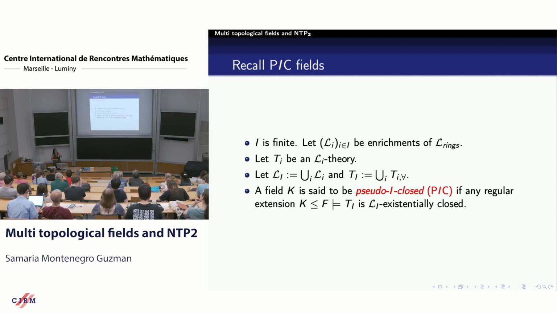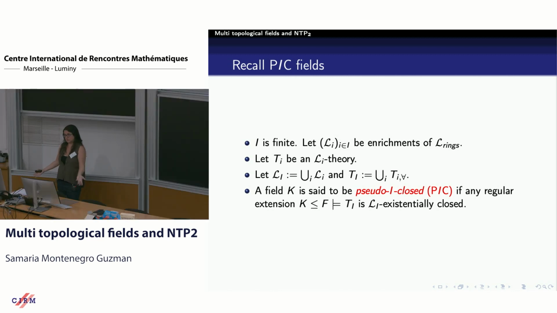This is important. You take L, the union of the languages Li, and you take T, the union of the universal parts of the Ti. Remember that a field is PIC if for any regular extension such that F is a model of the universal part of each Ti, you are Li-existentially closed, okay? Just in case you forget it. Sorry, I know that there are a lot of definitions here, so I try to help you recall a little bit what I'm talking about.